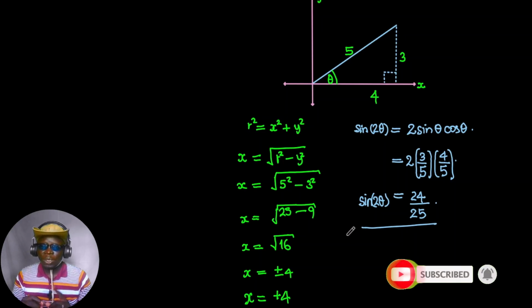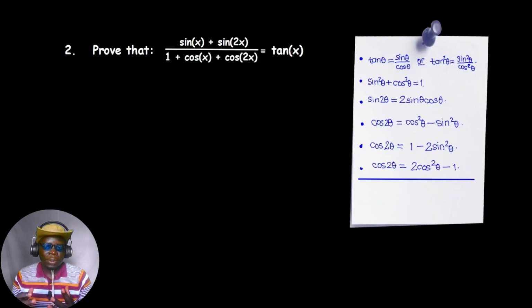Let's go ahead to question number 2. Yes, this is question number 2, and as usual, I've just got the sticker here together with the list of our identities for us to be able to guide ourselves. Now, question number 2 is saying, prove that sine x plus sine 2x over 1 plus cos x plus cos 2x is equal to tan x.